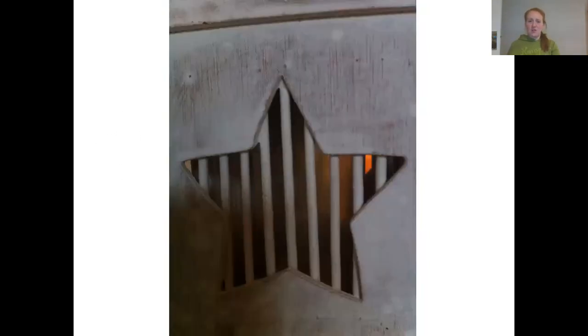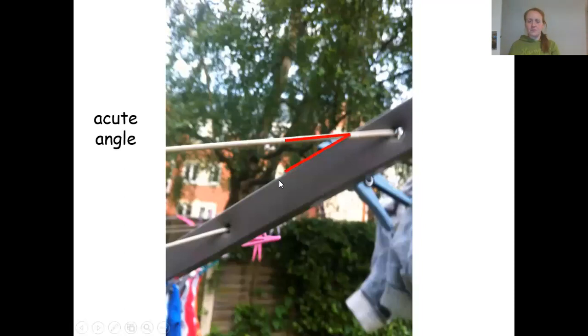A picture of a star. It looks like it might be on some kind of wooden frame. An acute angle hidden. So in fact, there's lots of acute angles hidden in the stars there. But it's also got an angle here, this side, which is more than a right angle, an obtuse angle.